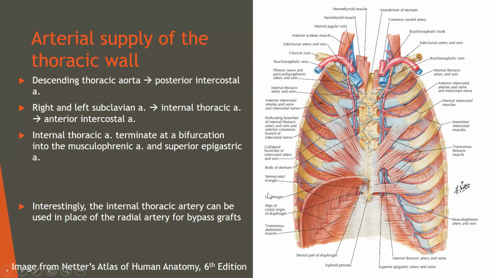Now, a little interesting tidbit is that the internal thoracic artery can be used in the place of your radial artery if you need to do a bypass graft for some sort of myocardial infarction or occlusion in the heart, because you can pretty much just cut it there, take it off, and stick it to the heart there, and your heart will then get blood supply from the internal thoracics.